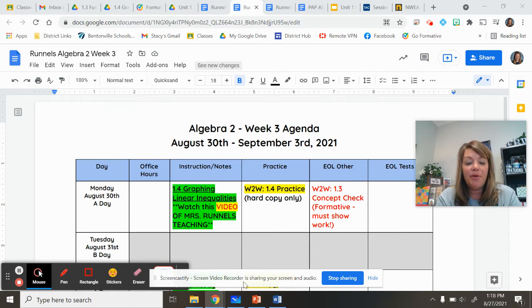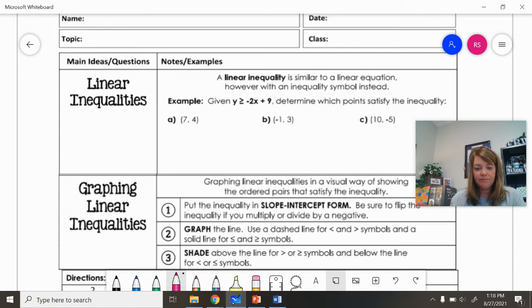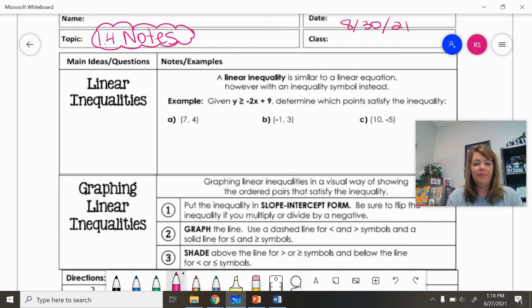Okay. All right. So let's jump over and get going on the notes here. So this is our 1.4 notes. And you should be doing these on the 30th. All right, so this says a linear inequality is similar to a linear equation, however, with an inequality symbol instead. So this is a linear inequality right here. y is greater than or equal to negative 2x plus 9.